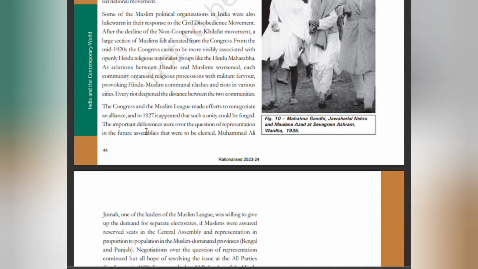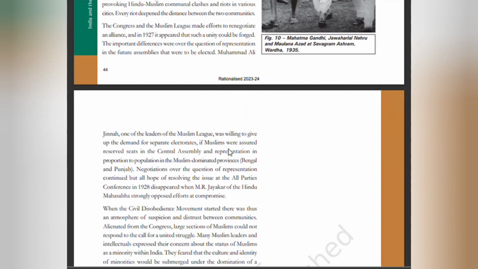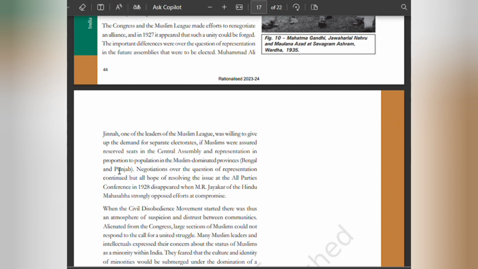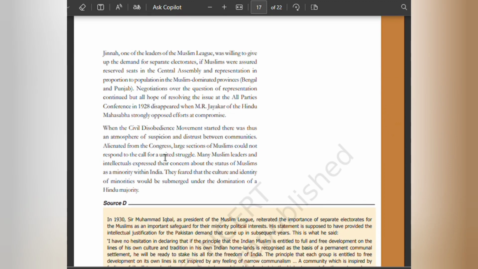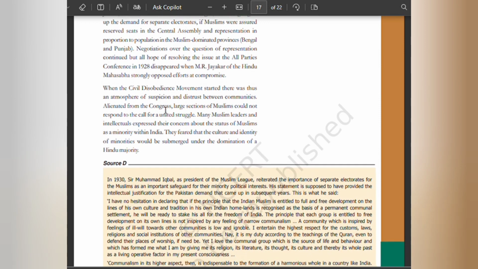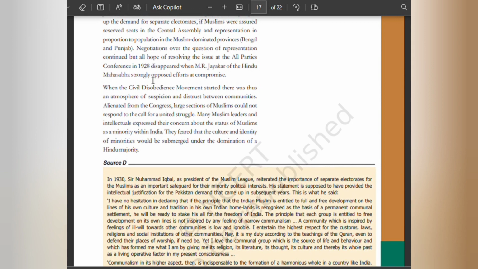Important differences were over the question of representation in the future assemblies that were to be elected. Muhammad Ali Jinnah, one of the leaders of the Muslim League, was willing to give up the demand for separate electorates if Muslims were assured reserved seats in the Central Assembly and representation in proportion to population in the Muslim-dominated provinces. Negotiations over the question of representation continued, but all hope of resolving the issue at the All Parties Conference in 1928 disappeared when M.R. Jayakar of the Hindu Mahasabha strongly opposed the efforts at compromise.